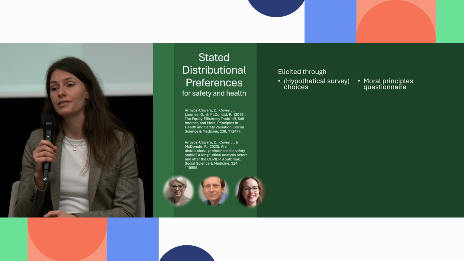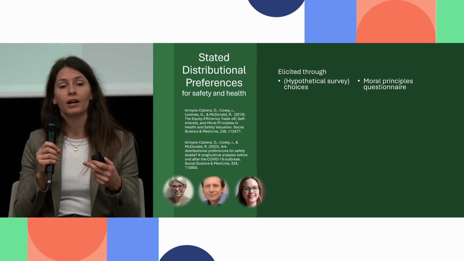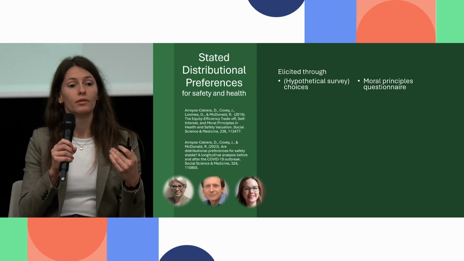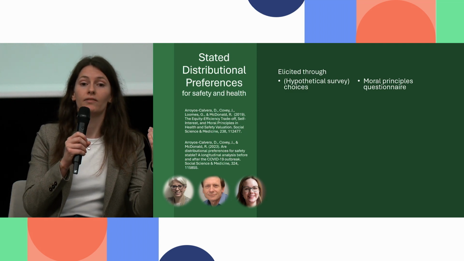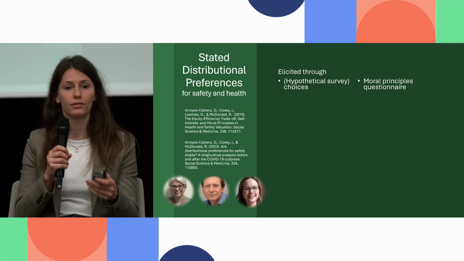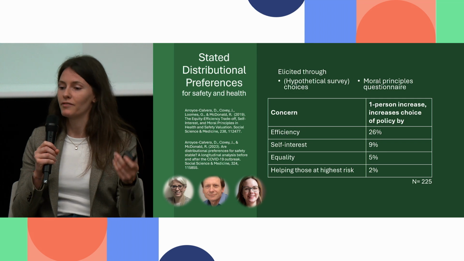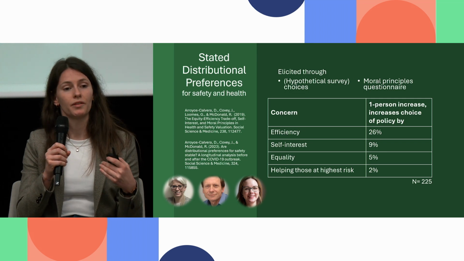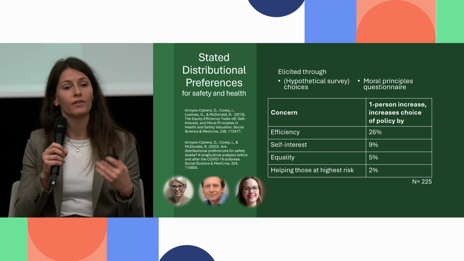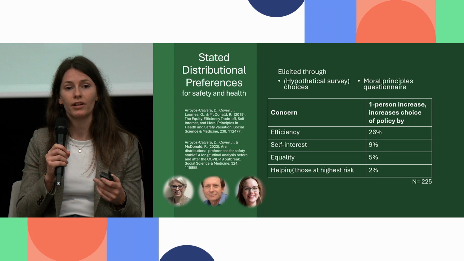And then we also asked them in a different part of the study about moral principles. So they don't have to trade off specific numbers, but they have to say whether they would rather have efficiency, even where that comes at the expense of equality, for example, or other concerns. So you can see we asked them about efficiency, self-interest, which is whether the policy could help them personally, equality, which is where we provide the same benefit to everybody, and then helping those most at risk.